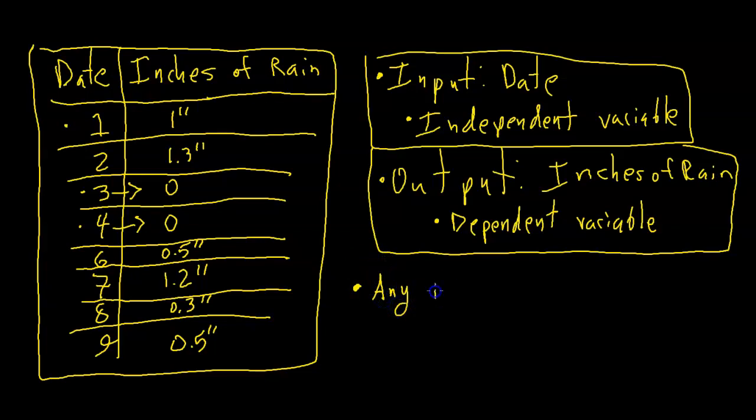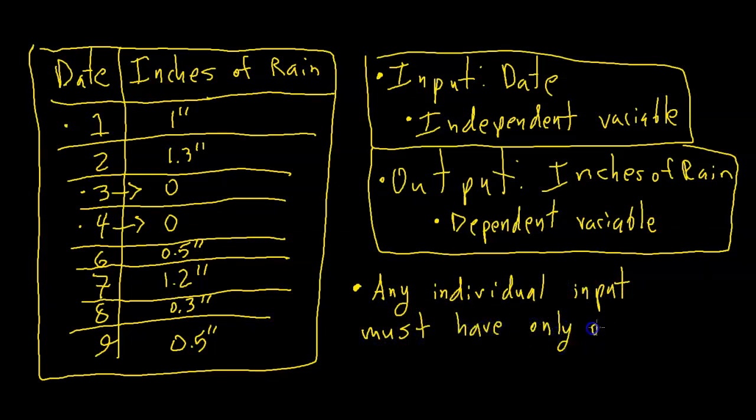Any individual input must have only one output. Any individual input must have only one output. It's not the case that any individual output must have only one input, right? Because let's go back to the table we're looking at. Doesn't it make sense that it can rain 0 inches on multiple days of the week, right? You can have the output 0 associated with multiple inputs.